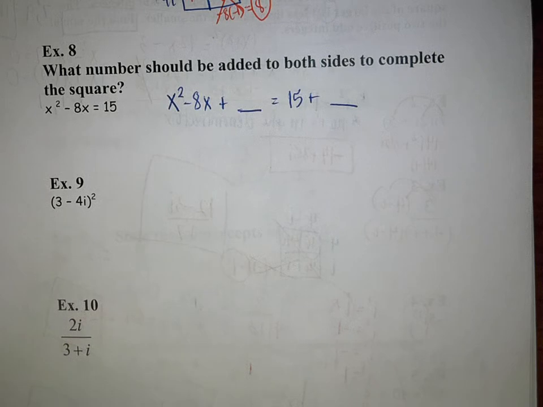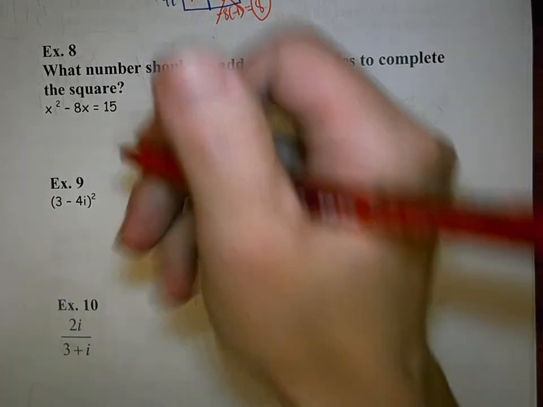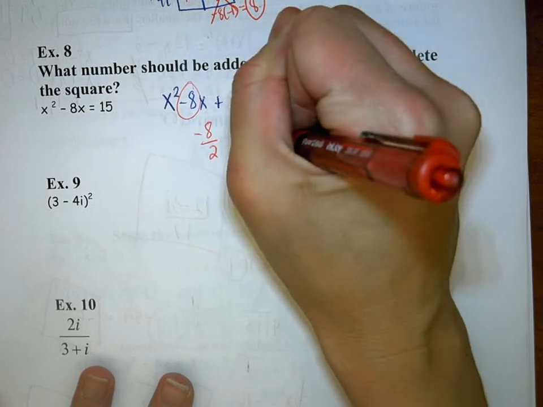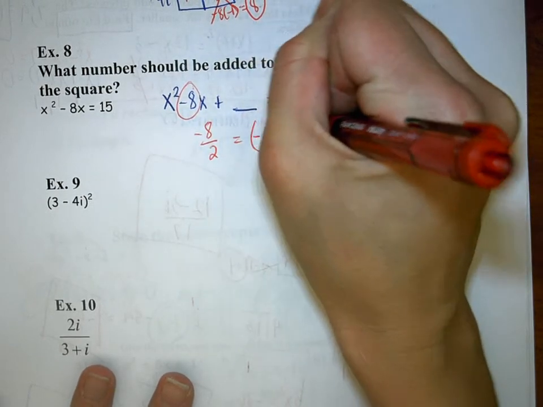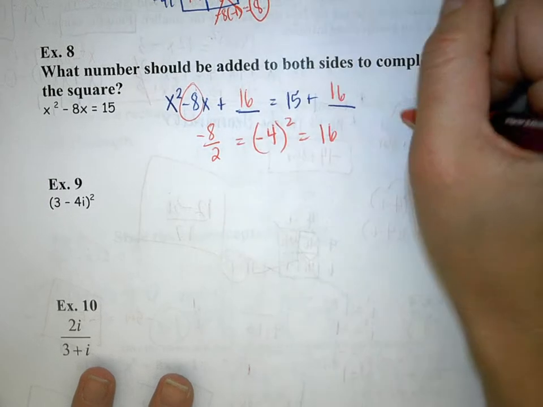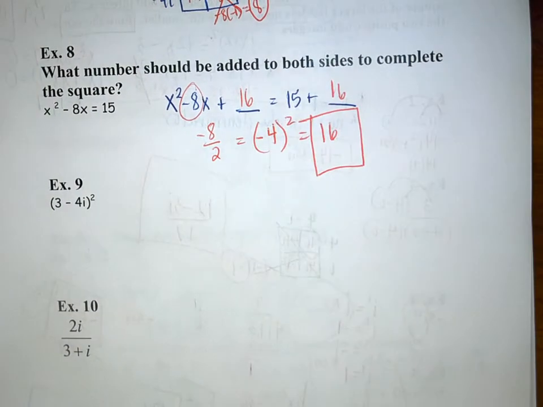How do we find that number? Good. You take negative 8 divided by 2, which is negative 4, and negative 4 squared is, so what number am I adding to both sides? 16 is your answer.